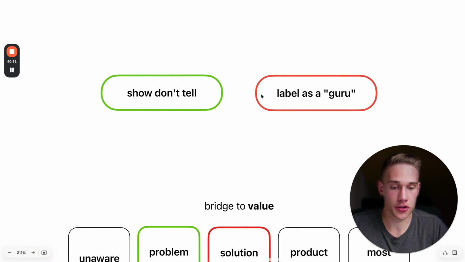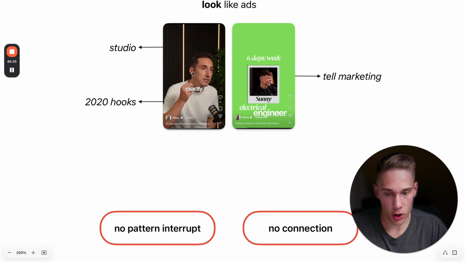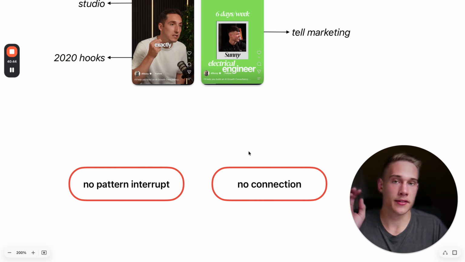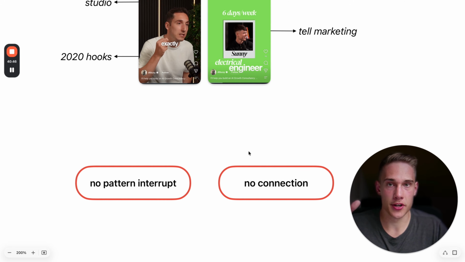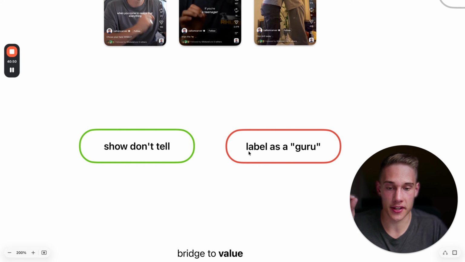And then the second thing is just, as I said before, really avoiding this. Podcast studios and supercars and all the other things, because people are going to instantly label you as a guru. It triggers that negative association in their mind, and they're going to skip your ad faster than you could even imagine.